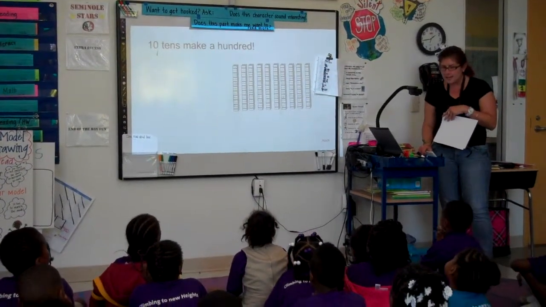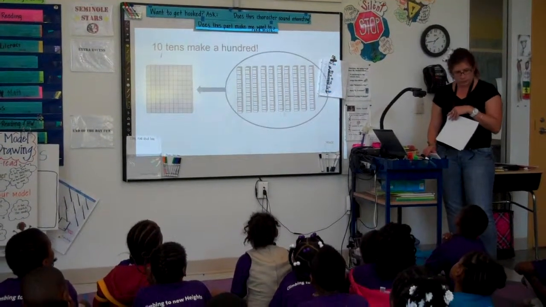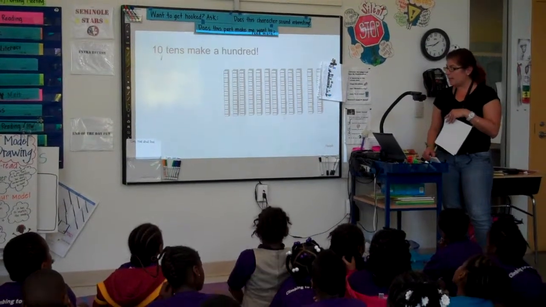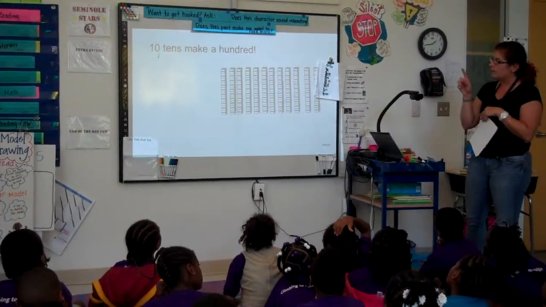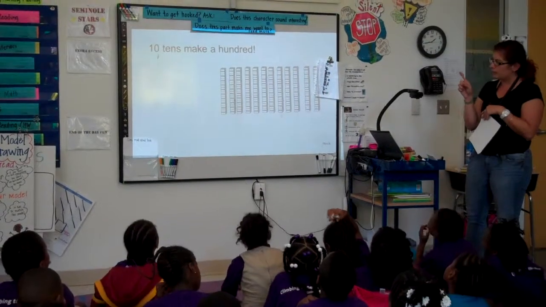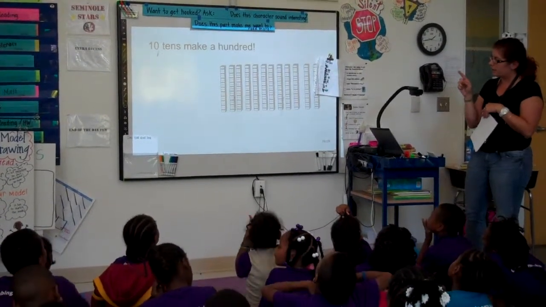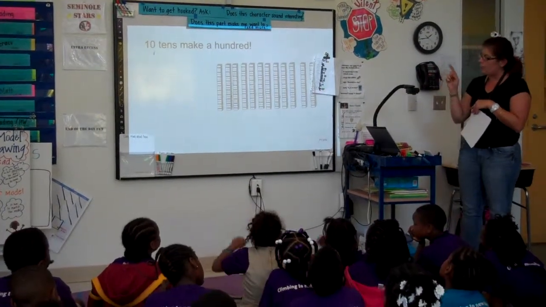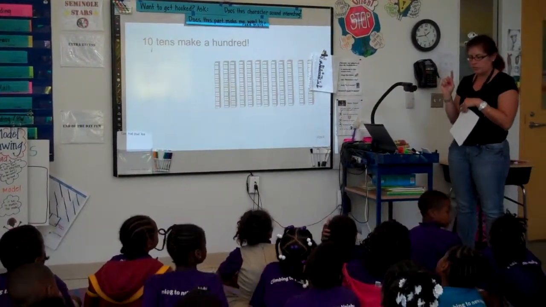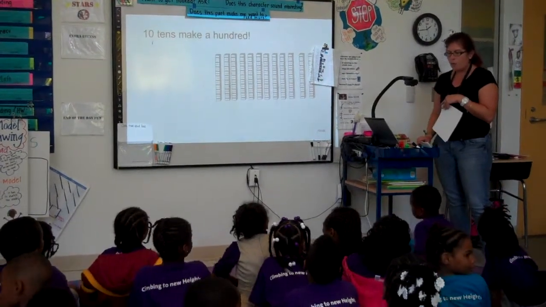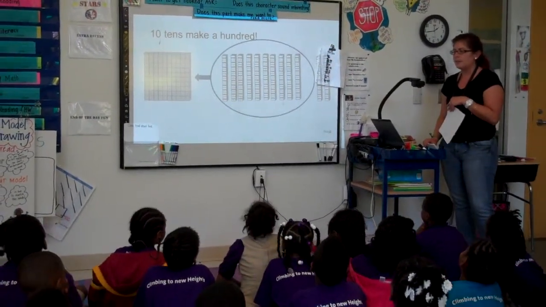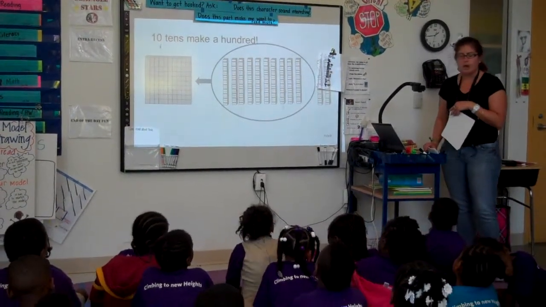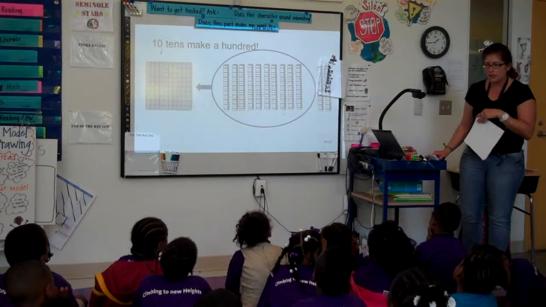10 tens make 100. Let's count these together. 10, 20, 30, 40, 50, 60, 70, 80, 90, 100, 110, 120. So we'll have 100 and 2 tens left over. Okay. This makes sense to me. Nod your head if this makes sense to you.